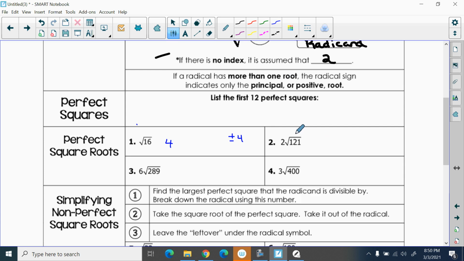Now, the square root of 121 is 11. So we're going to do 2 times 11, because we're going to multiply this 2 by that square root, and we're going to get 22.